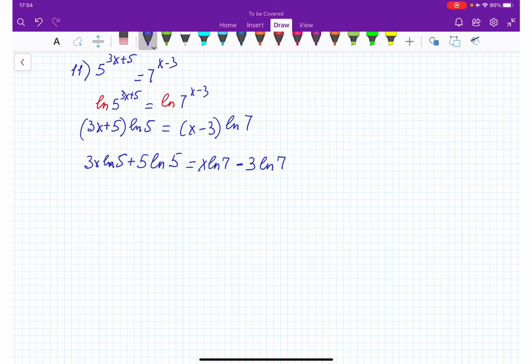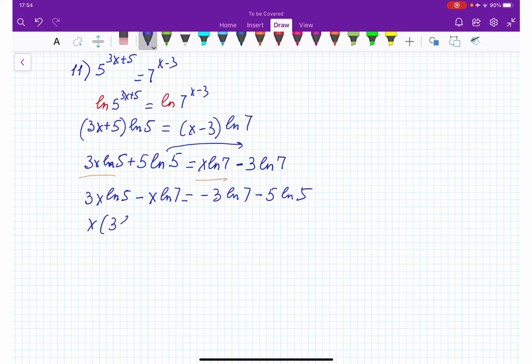Okay, we need to find x, so I'm putting both terms that have x on the same side, which is going to be 3x natural log 5 minus x natural log 7, that is equal to negative 3 natural log 7, and I'm moving this 5 natural log 5 to this side also, minus 5 natural log 5. Okay, taking x out from here, I will have x times (3 natural log 5 minus natural log 7) equal to negative 3 natural log 7 minus 5 natural log 5.